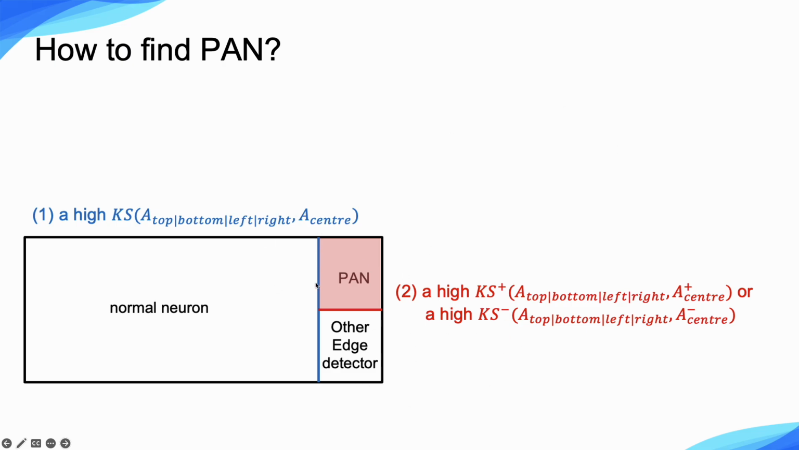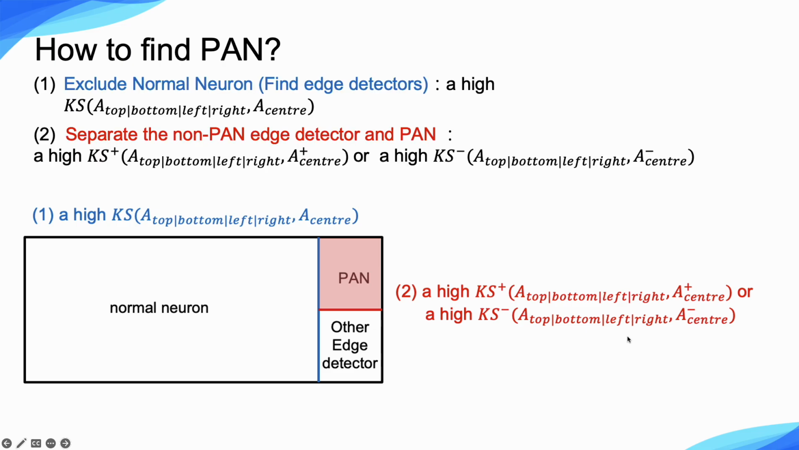So let's review how to find pan. First, we exclude the normal neuron using this condition. And second, we separate the pan from other edge detectors. And they set a threshold of 0.5 in the rest of the paper.